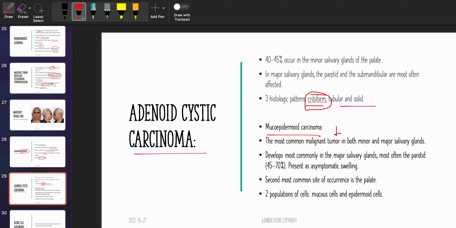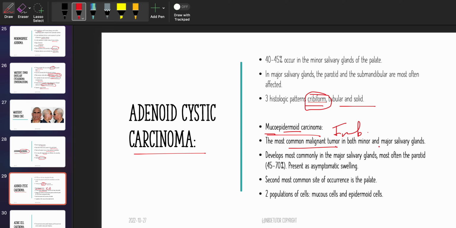Let's talk about mucoepidermoid carcinoma. It is an important one. Questions do come on this from the INBDE point of view. As the name suggests, muco and epidermoid mean mucus cells and epidermoid cells, which are the two most common populations of cells found in this carcinoma. And it is the most common malignant tumor. So the most common benign tumor was pleomorphic adenoma, and the most common malignant tumor is the mucoepidermoid carcinoma.